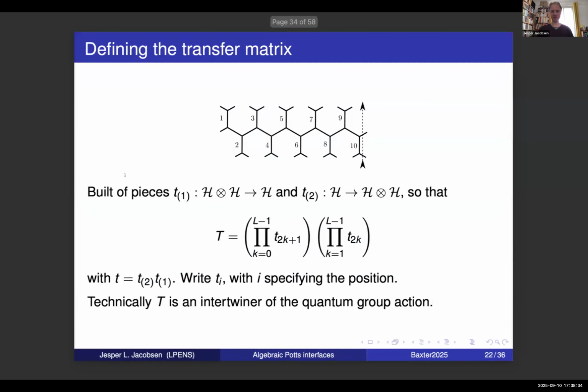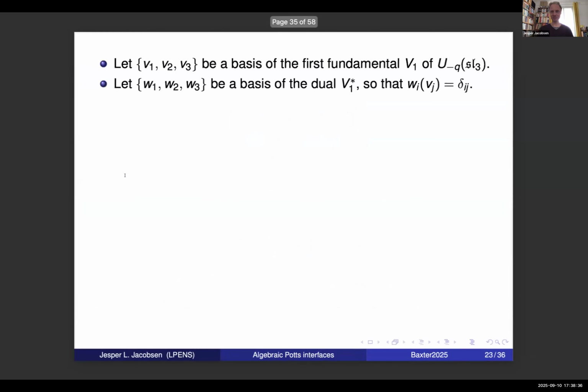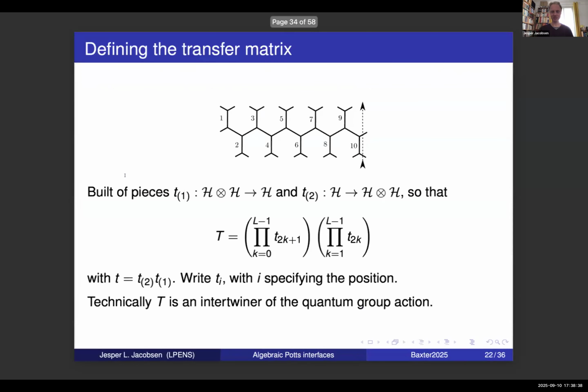Well, I think I am going to be very brief here. So the final goal will be to define a transfer matrix for this model. Okay, so I can transfer through my lattice in a certain way using small local operators. And I need my transfer matrix to be an intertwiner of the quantum group action.